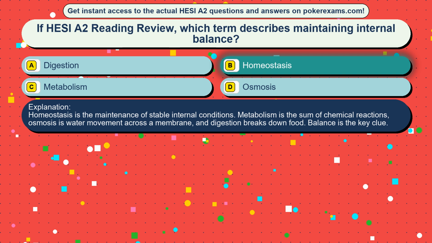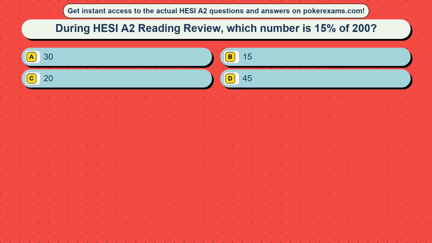Metabolism is the sum of chemical reactions. Osmosis is water movement across a membrane, and digestion breaks down food. Balance is the key clue. Question 21. During HESI A2 reading review, which number is 15% of 200?